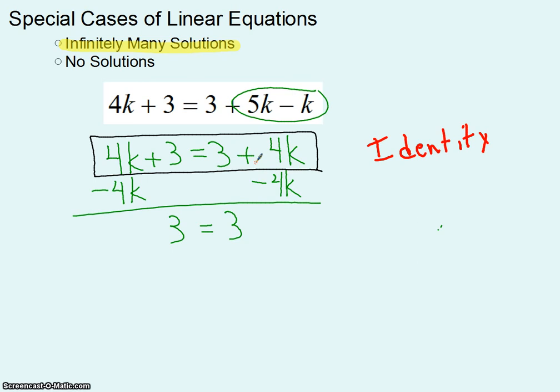But I could also pick 1,000. 4,000 plus 3 is 4,003, and 4,000 plus 3 is 4,003. And so it doesn't matter what I choose for k, you get the same thing on both sides. So we would say that there are infinitely many solutions to this equation. Now let's look at one of the other types here.